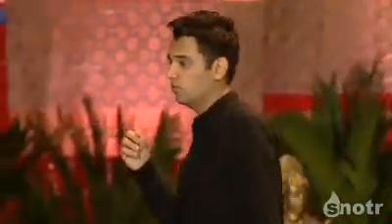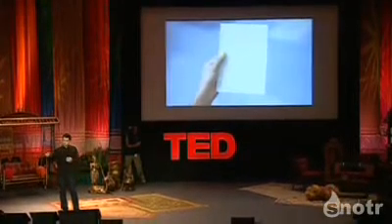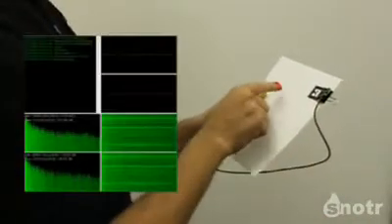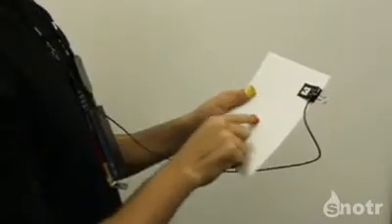I removed that microphone and just made a clip out of it, and clipped that to a piece of paper, any paper that you find around. So now the sound of the touch tells me exactly when I'm touching the paper, but the camera is actually tracking where my fingers are moving.